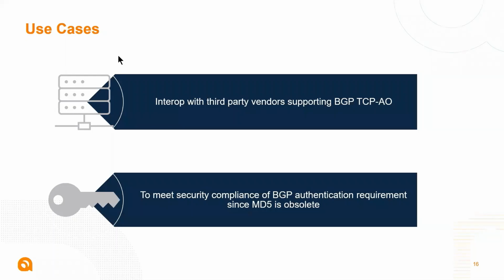Let's see the use cases of BGP TCP AO. Most of the third-party vendors support BGP TCP AO. So it becomes the responsibility of our AOS-CX switches also to support BGP TCP AO, and it will be greatly helpful in environments where there is a mix of third-party switches. As we discussed already, MD5 has weaknesses and is very vulnerable to brute force attacks. So MD5 can no longer be trusted. Hence, there is a need for supporting BGP authentication using BGP TCP AO.